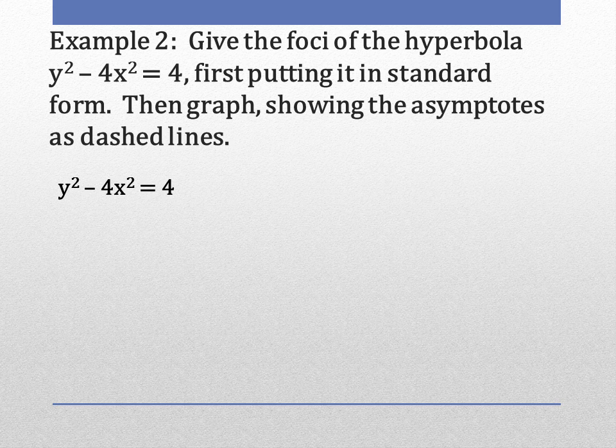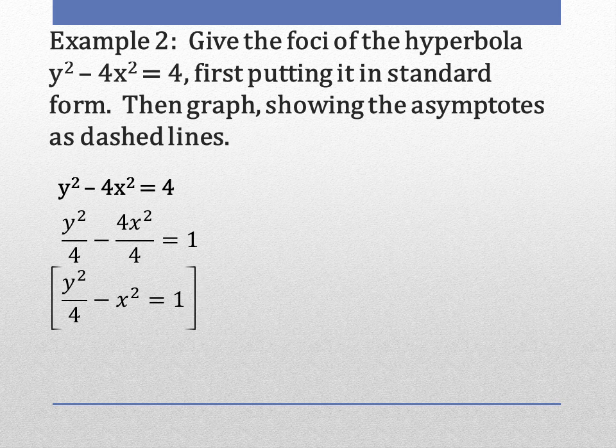So we need to put this into standard form. And the way that we're going to do this is we're going to begin by dividing everything through by 4. Now you can see that in our second term with our x, we need to cancel those 4's. And that is our final equation of a hyperbola.